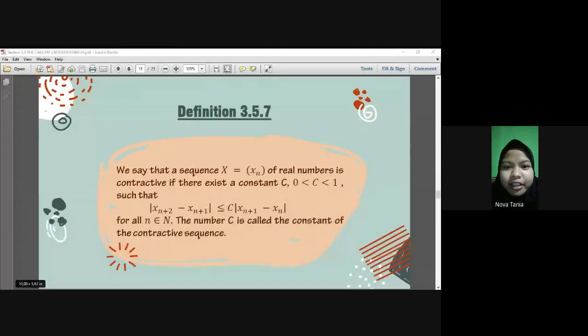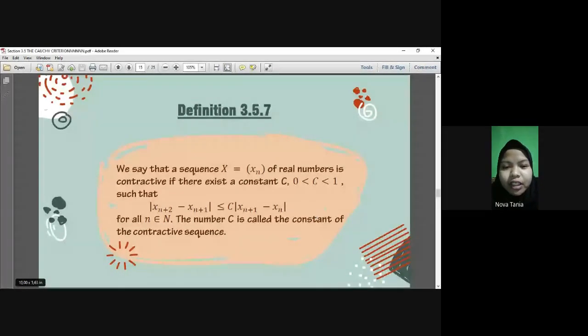This is about the definition 3.5.7. We say that a sequence x equal to xn of real numbers is contractive if there exists a constant c, where c is greater than 0 and less than 1, such that the absolute value of xn plus 2 minus xn plus 1 is less than or equal to c times the absolute value of xn plus 1 minus xn for all n an element of the natural numbers. The number c is called the constant of the contractive sequence.